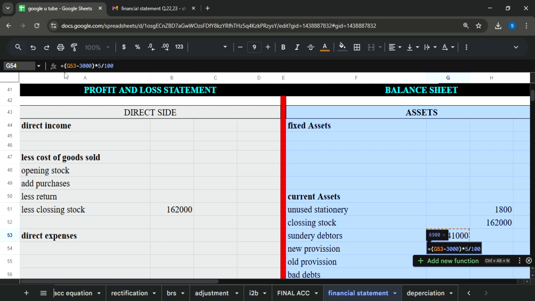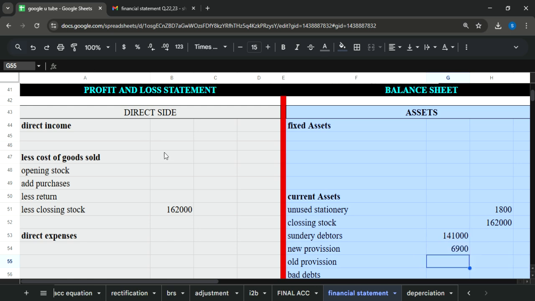Once again, please be attentive. Consider 141,000 is written over here in the G53 cell. First you will subtract your additional bad debts and 5% would be calculated on the remaining amount. This way your new reserve would be calculated, and if there is any old provision we will write it later on, but our problem has been sorted out. We were in need to have new provision.